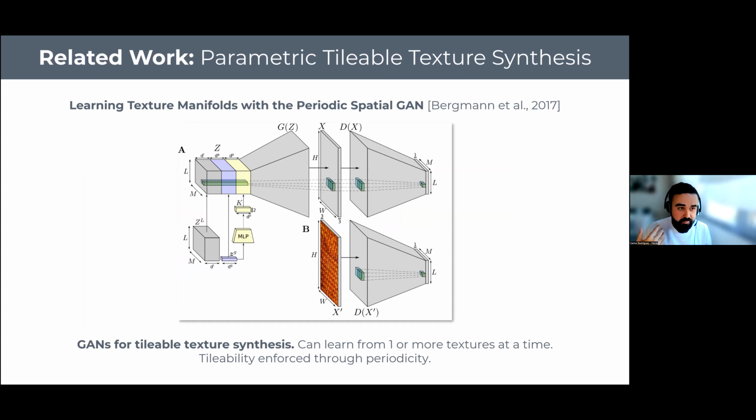In terms of parametric tileable texture synthesis, there's this GAN which enforces tileability by putting a periodicity constraint on the generator design. Works really well, but it's also slow and has the limitations of parametric synthesis.